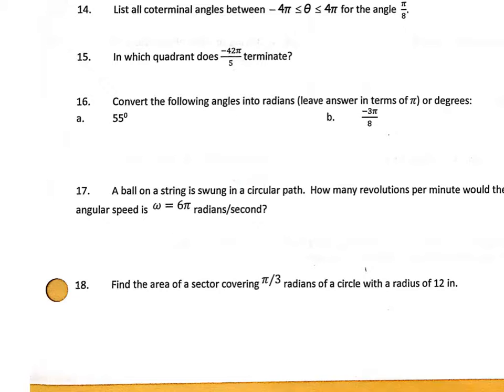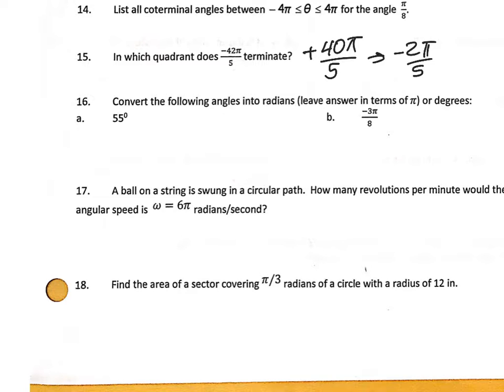So for something like number 15, I'm going to add 14 pi over 5, because 40 over 5 is 8 pi, which is even. So that's 2 pi. So basically it's a multiple of 2 pi. That's going to give me a negative 2 pi over 5.